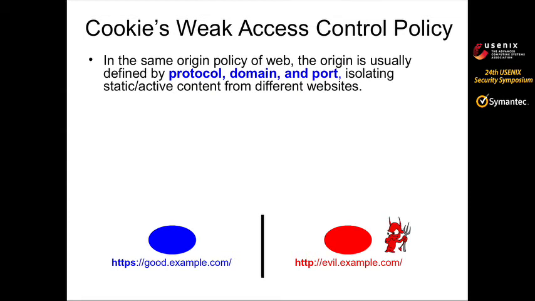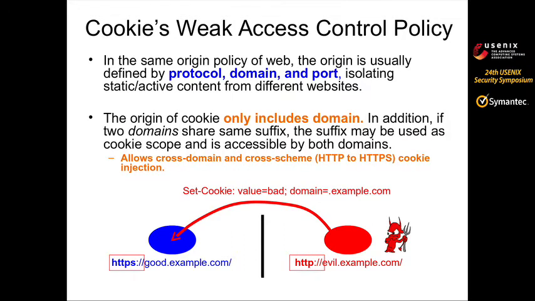Another problem is that cookie has a very weak access control policy. In the web, access control is based on the same origin policy, and the origin is usually defined by protocol, domain, and port. So different origins are isolated, so that if you open multiple websites, they cannot affect each other. But for cookies, the origin only includes domain. And even the domains are not completely separated.